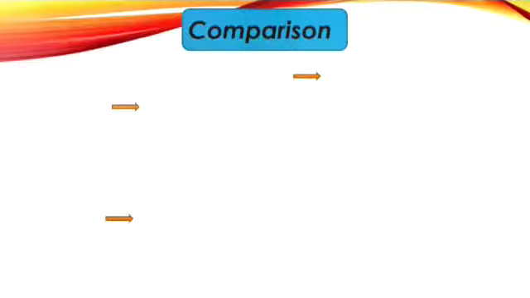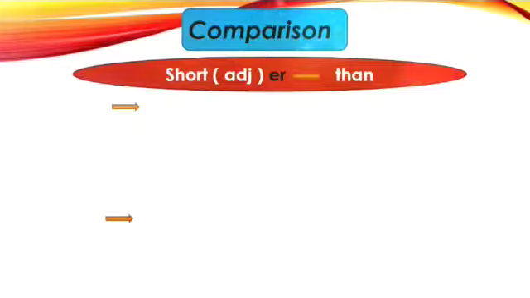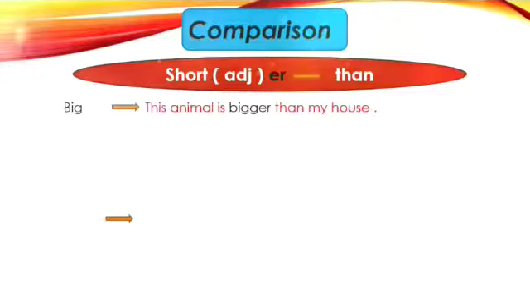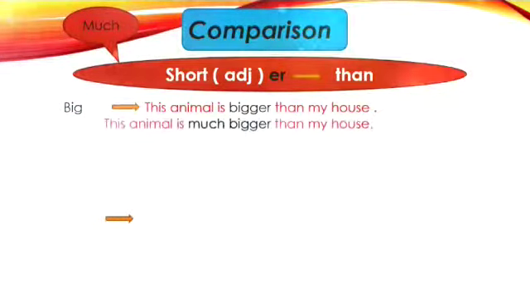The first rule here is we are going to study the three types of comparison. The first one, using the short adjective by adding the er. Here we have the first example, big. This animal is bigger than my house. Adding the word much will make the sentence stronger than before. The second example says, this animal is much bigger than my house.